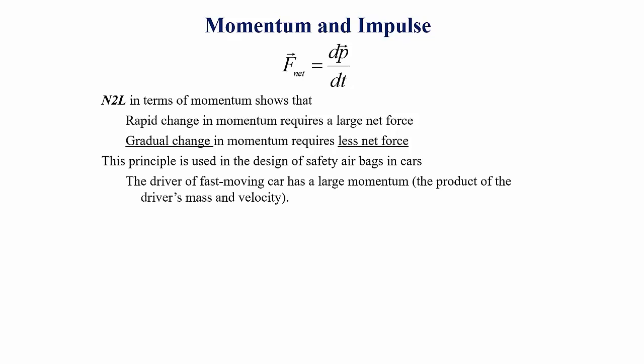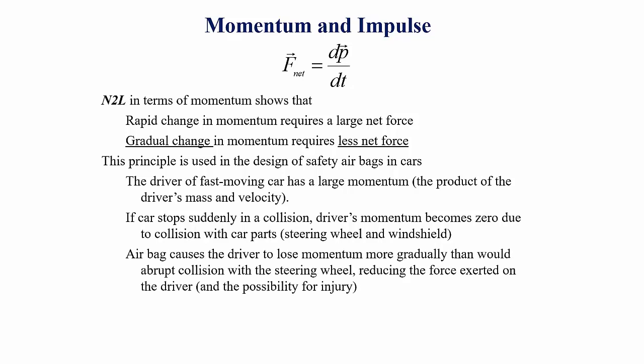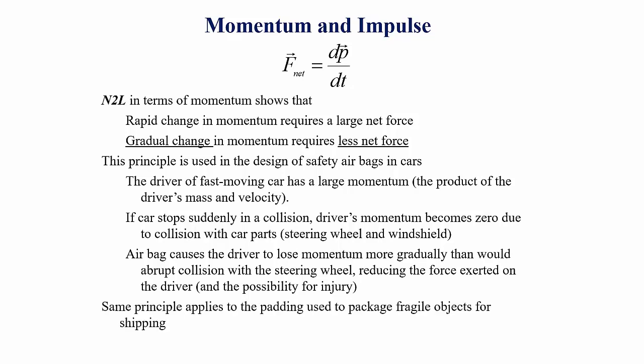A driver in a fast-moving car will have a large momentum. Momentum is the mass times velocity. If the driver gets into a collision, the momentum goes to zero due to collision with the car parts, the steering wheel or the windshield. An airbag doesn't change how much the momentum changes by. It changes how much time it takes for the momentum to change. The momentum changes more gradually when you hit an airbag as opposed to hitting the steering wheel. So the airbag reduces the force that acts on the driver, and it reduces the possibility of injury. This same principle applies when you pack fragile objects in bubble wrap when you go to ship them.